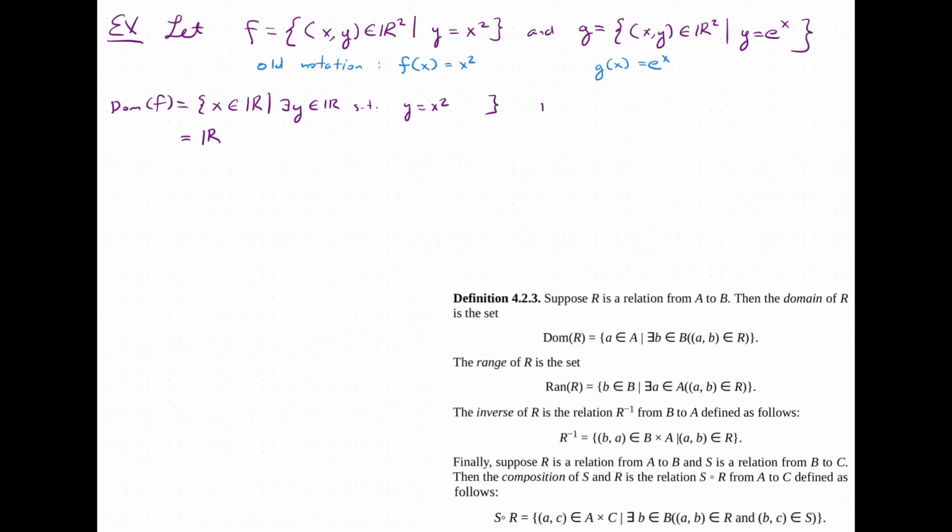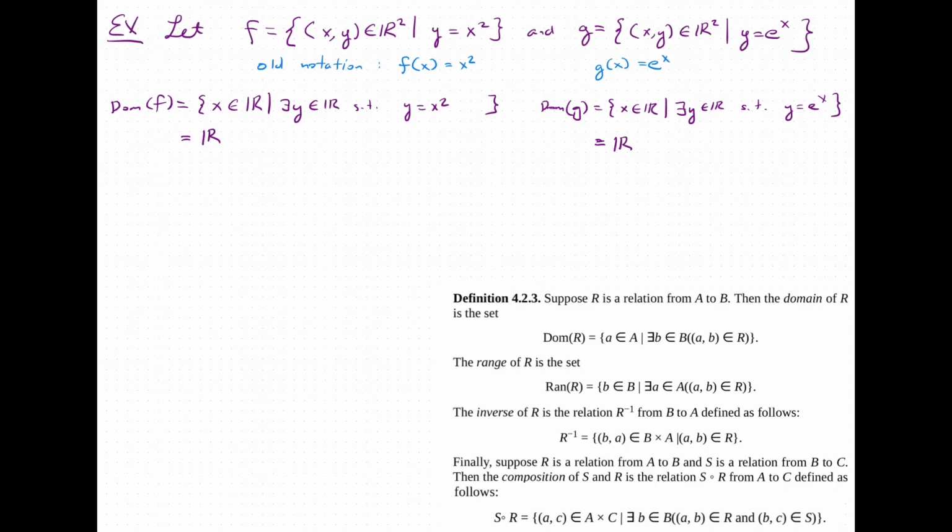Similarly, if we had done the domain of g, we will get the same definition, since now it will be those x's in the reals, and then there exists a y in the reals, such that (x, y) is in g. But now (x, y) being in g is the same as y is equal to e to the x. That's what it means to be in g. And so we have y is equal to e to the x. Any real input is valid. So this here becomes just the real numbers.